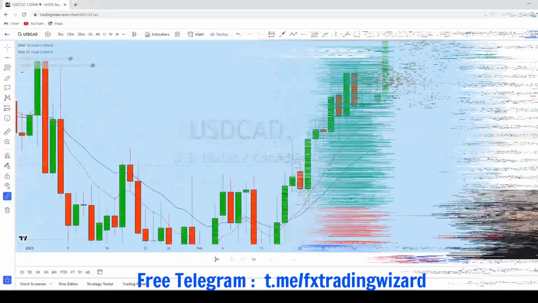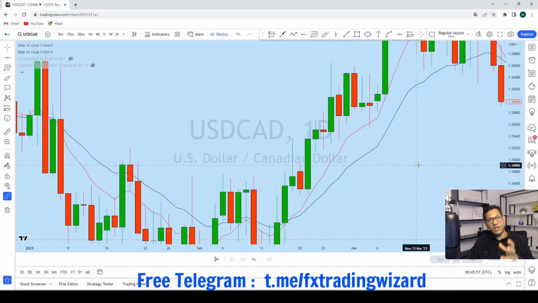Okay traders, so let's look at $CAD on the daily time frame. As I mentioned, you can apply it in any time frame. The only thing is that with the higher time frame you need to jump onto the lower time frame to find a reversal at least 2 to 3 time frames lower than that higher time frame.